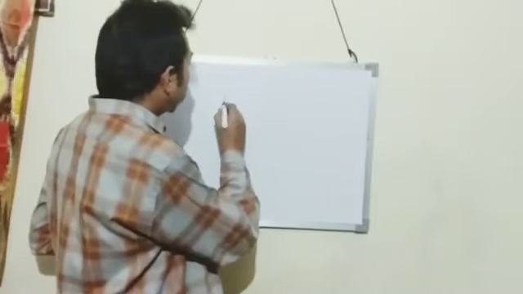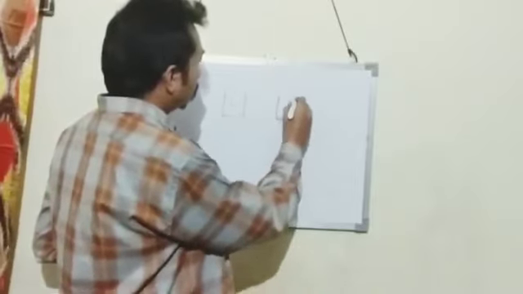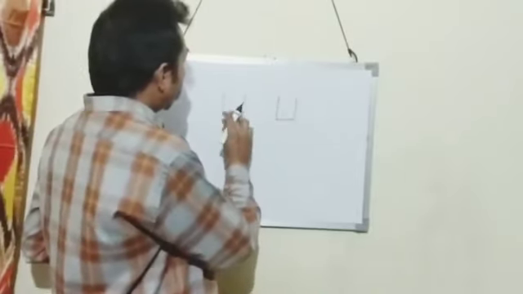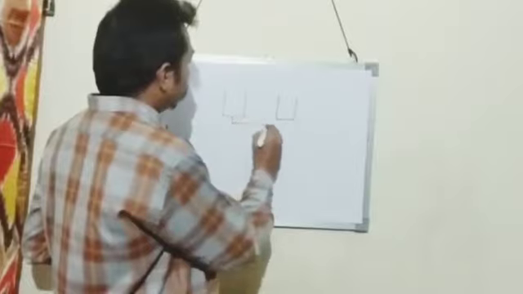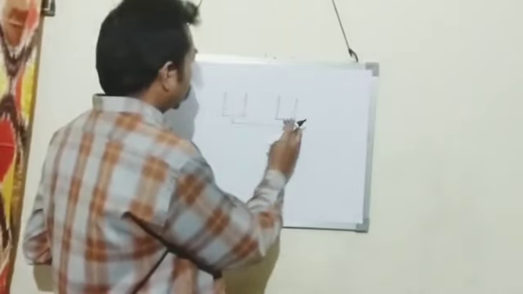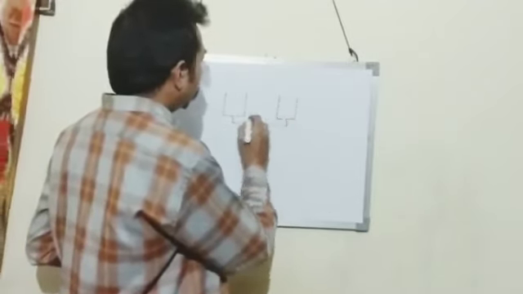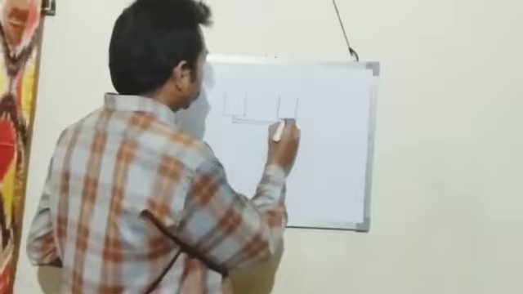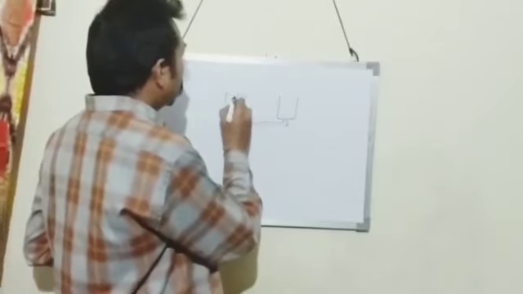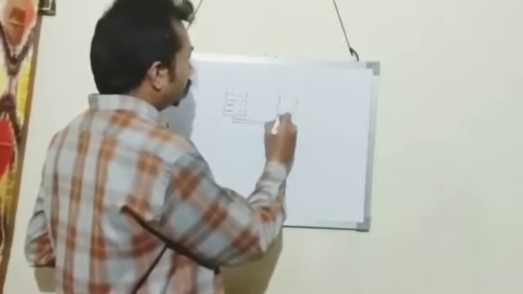Suppose that there are two vessels, interconnected with a connecting pipe. And in this one, the water is there up to this level, and here water is only up to this level.